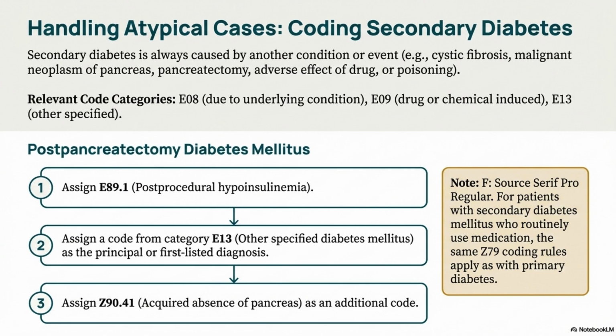Let's walk through a common example: post-pancreatectomy diabetes, diabetes that develops after the pancreas has been removed. For these patients, the coding sequence looks like this. First, E89.1, post-procedural hypoinsulinemia. Second, E13, other specified diabetes mellitus. Third, Z90.41, acquired absence of pancreas. And just like with primary diabetes, the Z79 long-term medication codes still apply if the patient is on ongoing therapy.